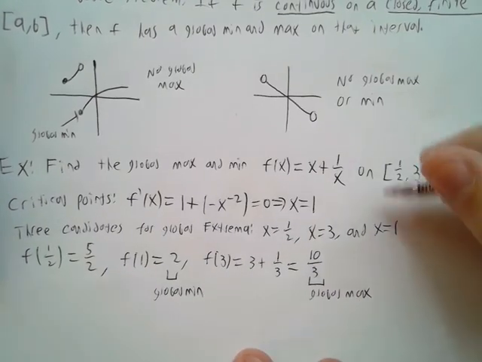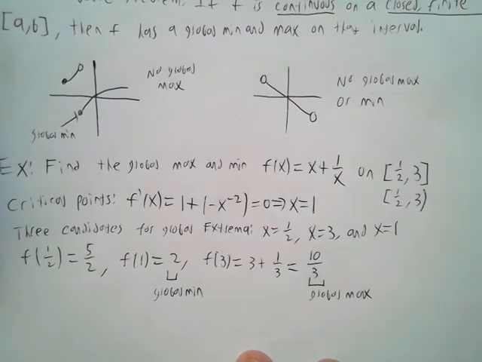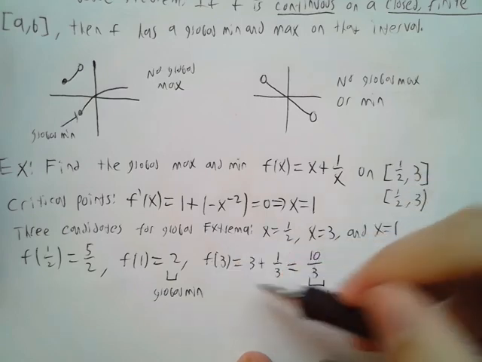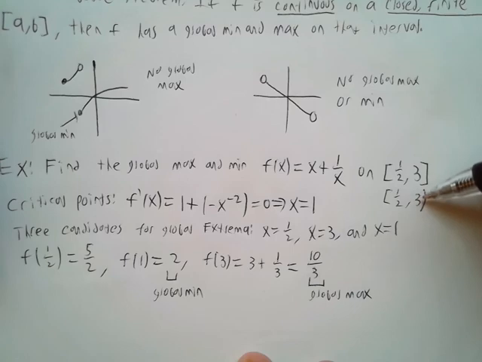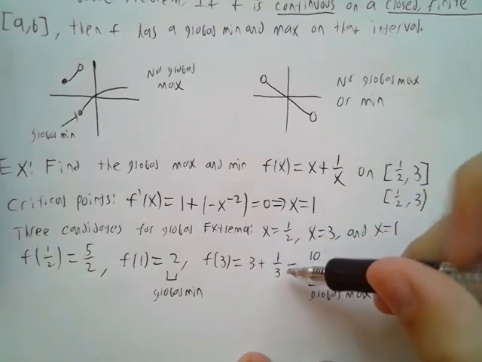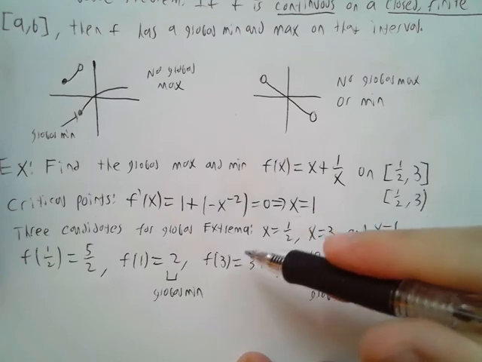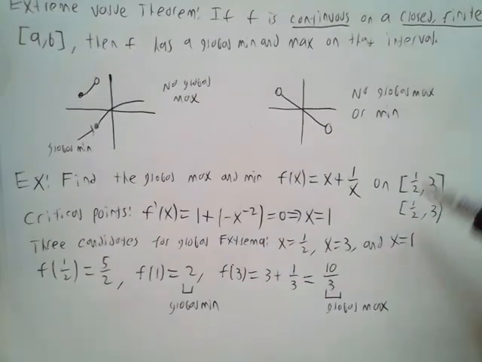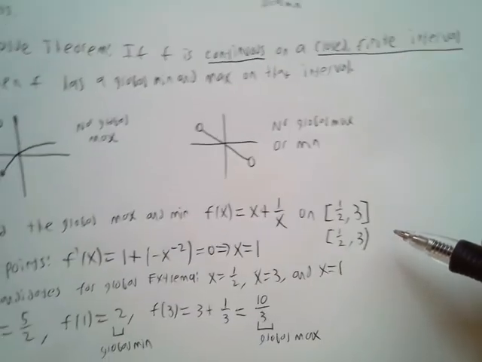Now if I were to change this interval to something like 1/2 to 3, but not including, say, the right endpoint, then none of this analysis changes, but this would not be a candidate for the global maximum because we're not including 3 anymore, and so we would conclude there's no global maximum because in some sense it should have been at 3, but that point was excluded from our domain. And notice that in this case we no longer have a closed interval, so the extreme value theorem would not apply.